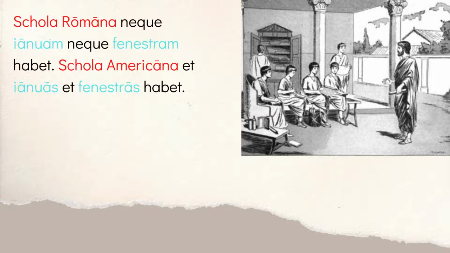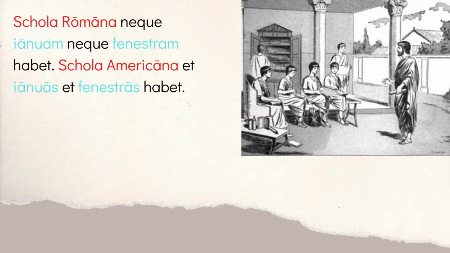And it continues into the next sentence when you say Schola Americana et januas et fenestras habet. So the second pair of correlatives here is et. So neque, they always go together. It's neither nor. Et means both and. So it's kind of opposites, if that makes sense. So you're saying the Schola Americana, the American school, habet, has both januas, doors, plural, and fenestras, windows.